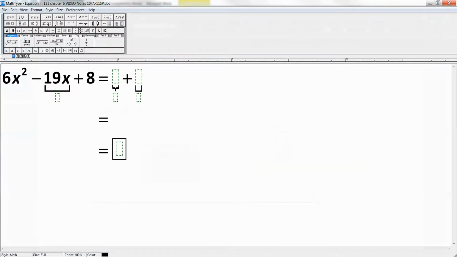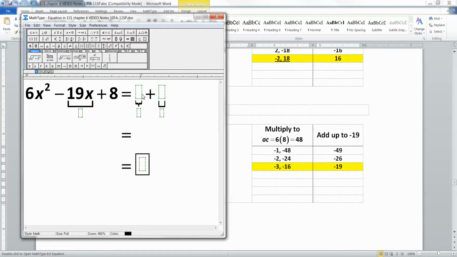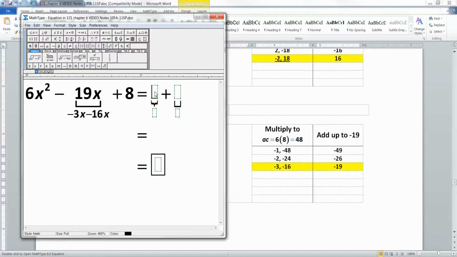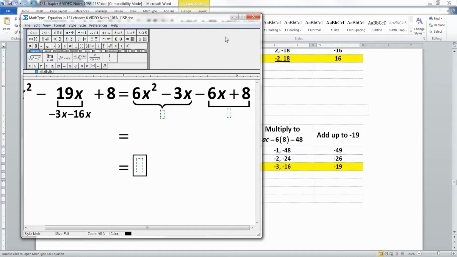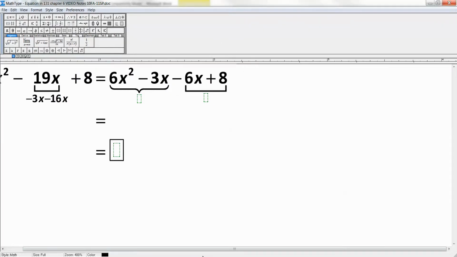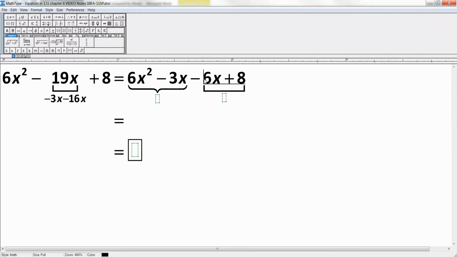So I'm going to take that middle term of negative 19. I'm going to break it up into negative 3x minus 16x. So instead of writing it like it is, I write 6x squared minus 3x minus 16x plus 8. And now again, factoring by grouping. Right? Oh, sorry, 16x, my fault.